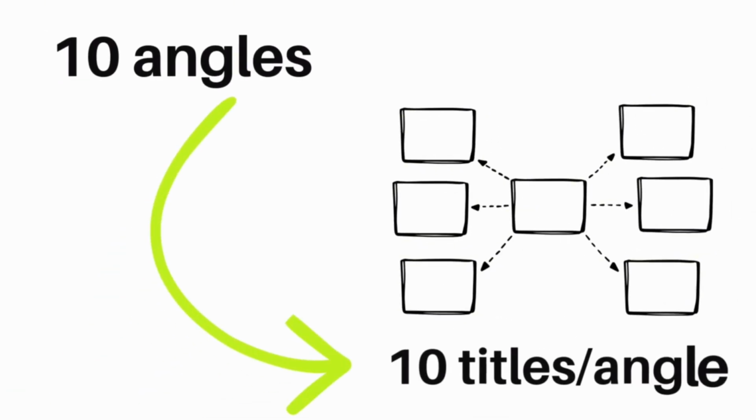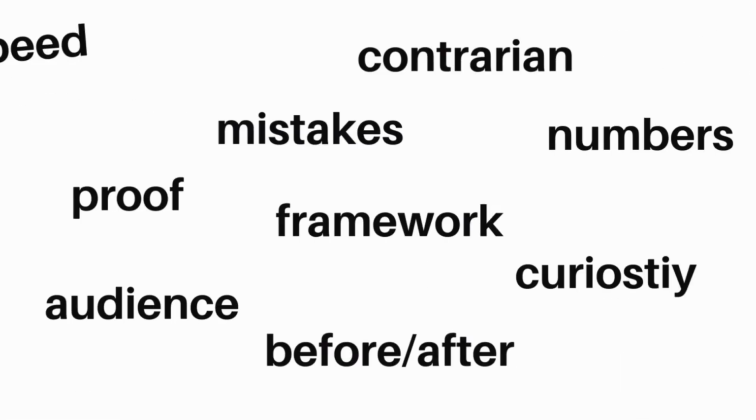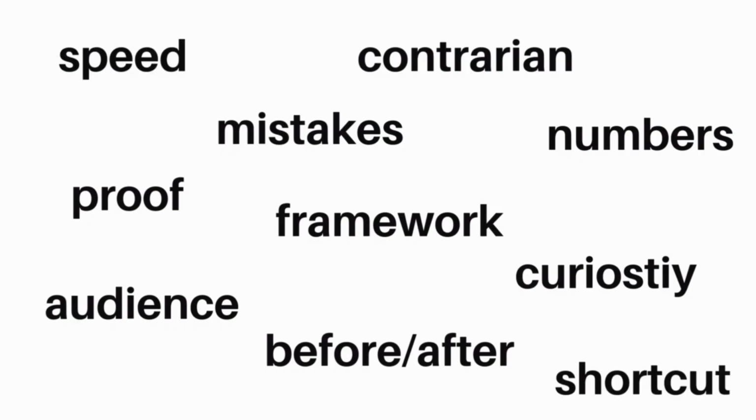So here's the secret on how you can write 100 titles without just staring at a blank screen. You're going to pick 10 angles, and then you're going to write 10 titles per angle. These are the list of angles that I use constantly: speed, mistakes, contrarian, numbers, proof, framework, curiosity, audience call out, before and after transformation, or shortcut. You can think of angles kind of like flavors, right? Same meal, different seasoning, it does the same thing.